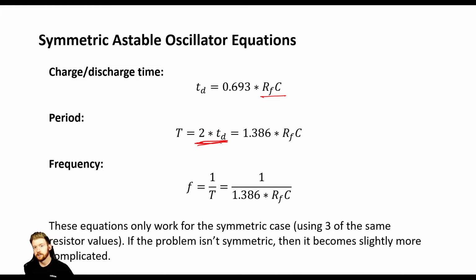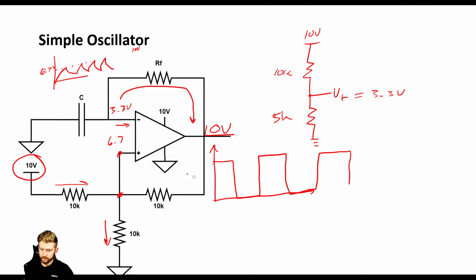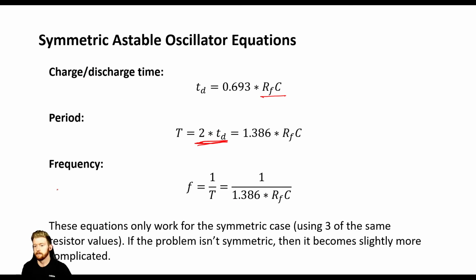Because the charge and discharge time is symmetric, because we're using all 10K resistors here. So our charge and discharge time is symmetric. If we weren't using all 10K, then this does become a little bit more complicated, okay? But for us, it's symmetric. So our period is 2 times the charge and discharge, ends up being this value here. Now lastly, our frequency. Our frequency is just 1 over the period, so it's 1 over this value here.